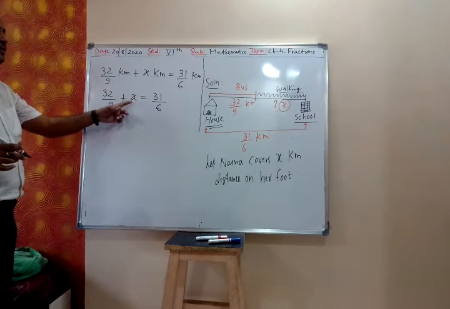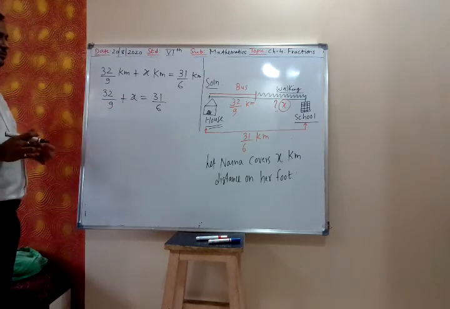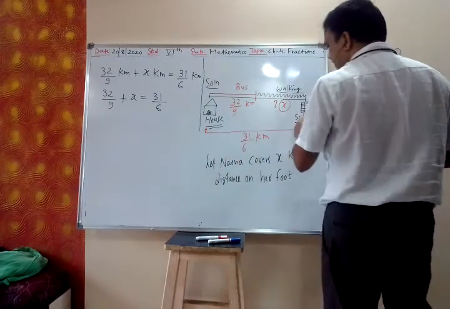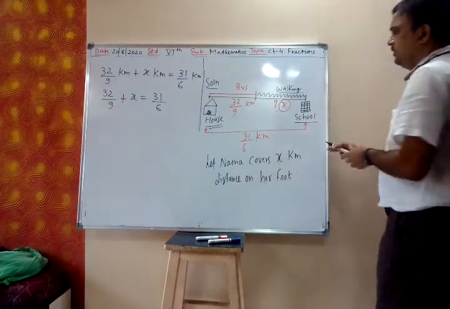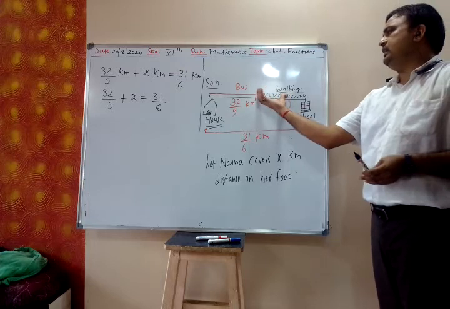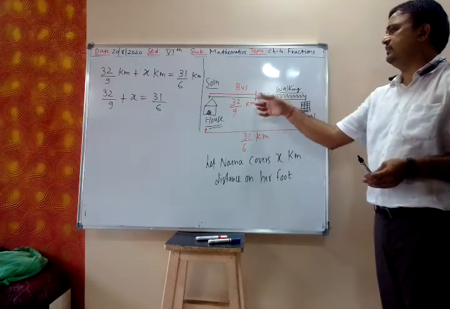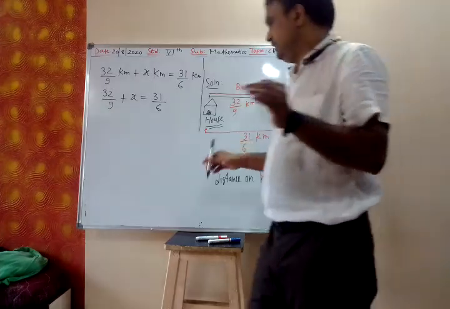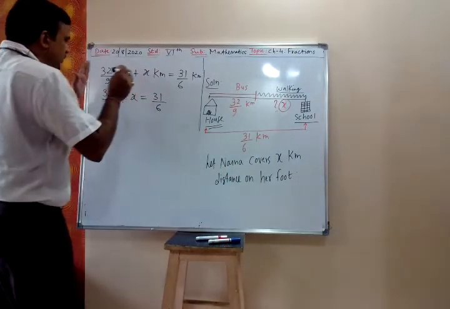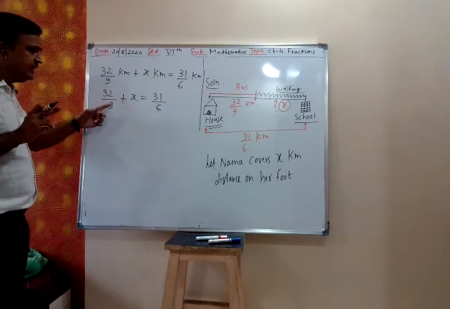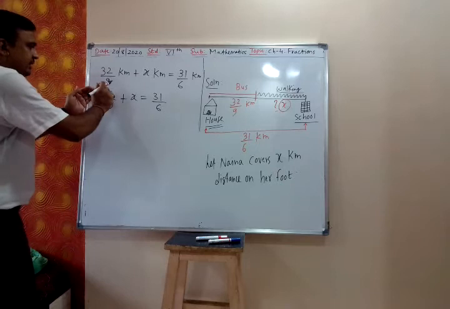Now this x we have to find. Let Naina cover x kilometers on her foot. So this remaining distance she covers by her foot, that we consider x. That x we have to find. Now see here, the rule of mathematics. This 32 by 9 I will take.